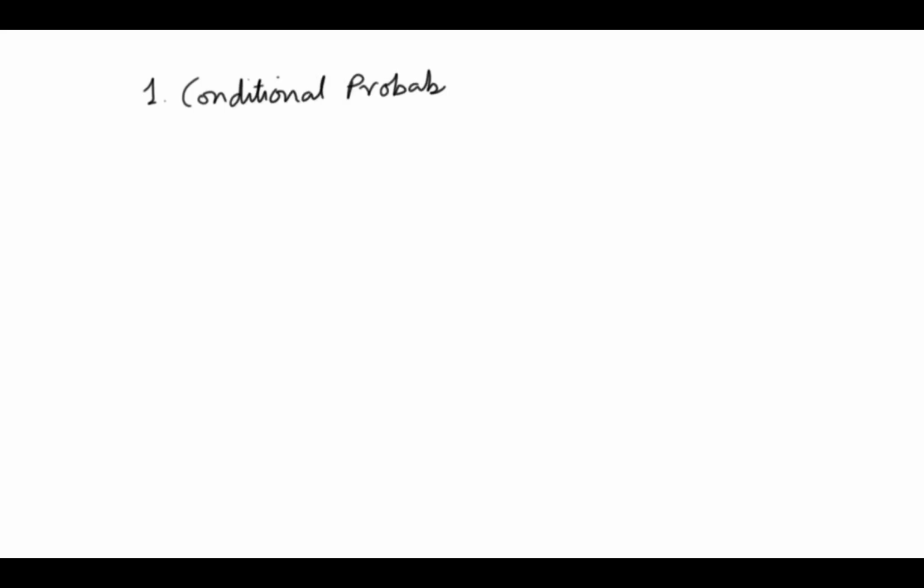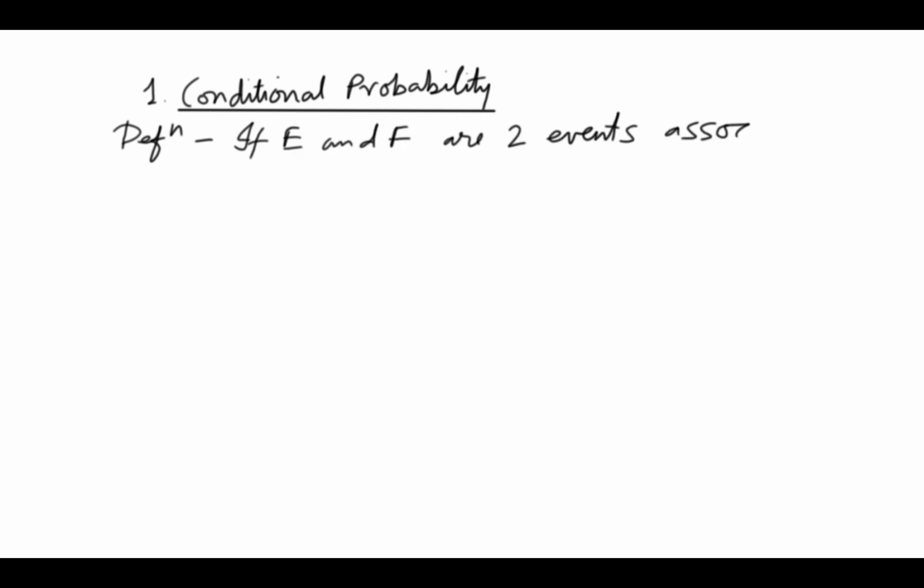Welcome everyone. Up until now, we calculated the probability of an event happening in a vacuum. But what happens if we already have some extra information?